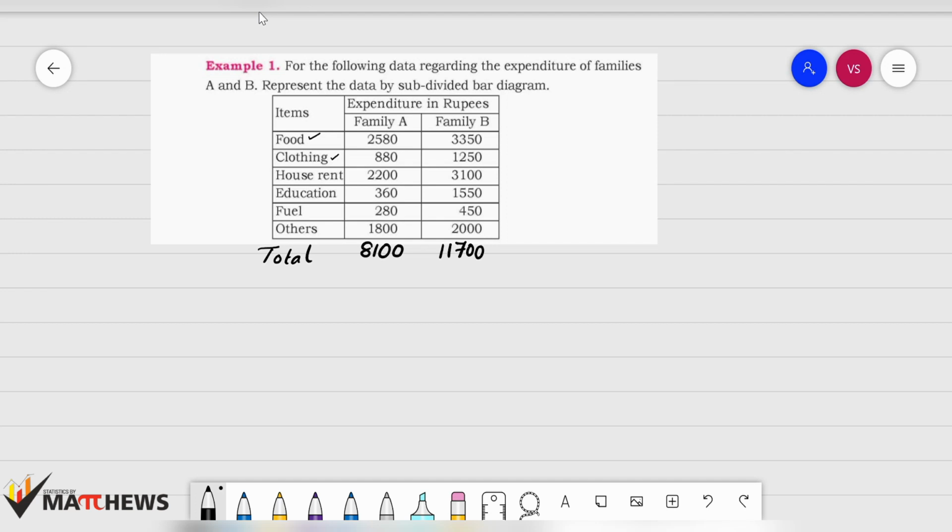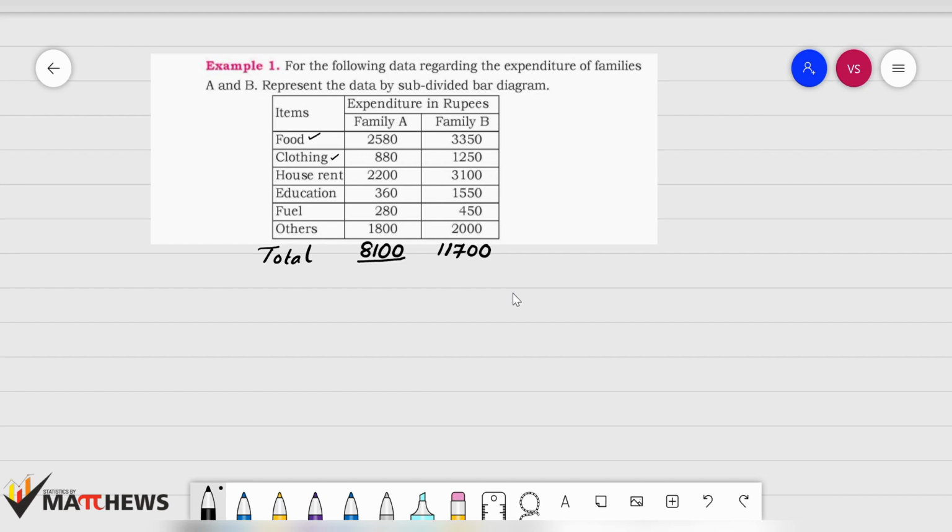11,700. So what we need to do, we need to draw a bar of this length. For family A, the length should be of 8,100, and for family B, the length should be of 11,700, students. Okay, so you need to understand this. Okay, this is the total.